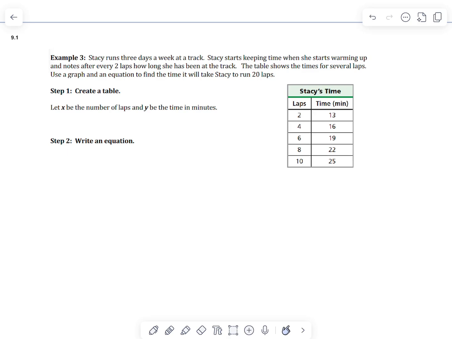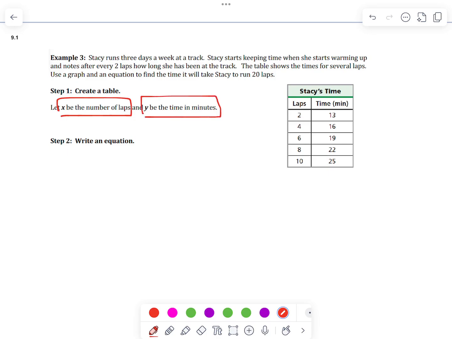So what we do is we create a table. We're going to let X represent the number of laps, and we'll let Y be the time in minutes. So 2 laps, 13 minutes. 4 laps, 16 minutes. 6 laps, 19 minutes. What we want to do first is find the slope, so the change in y over the change in x.